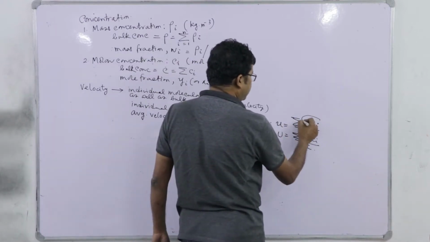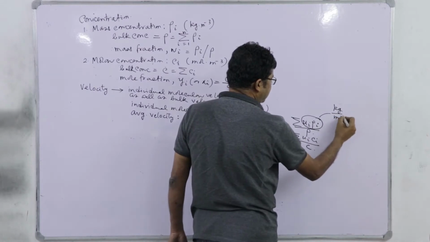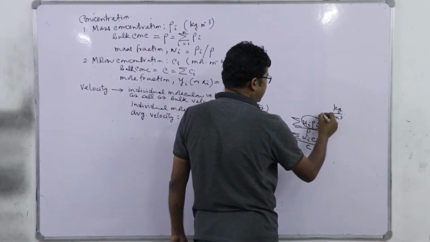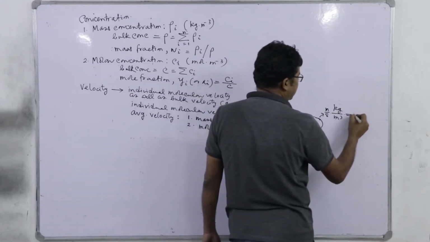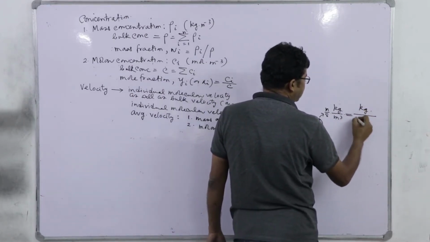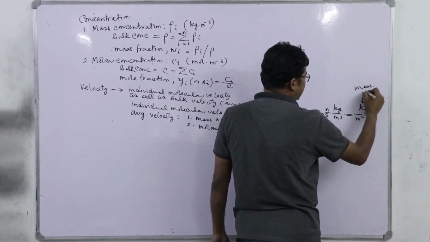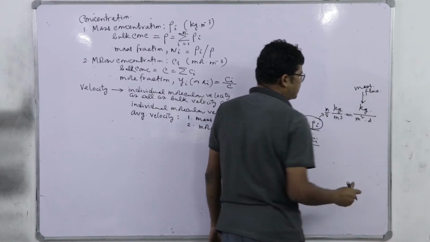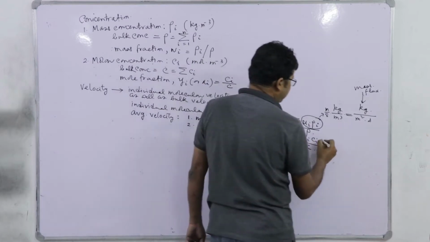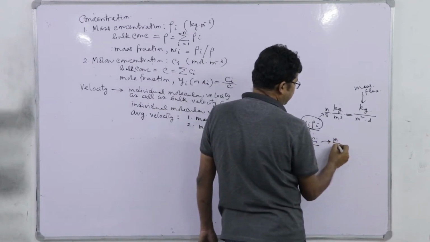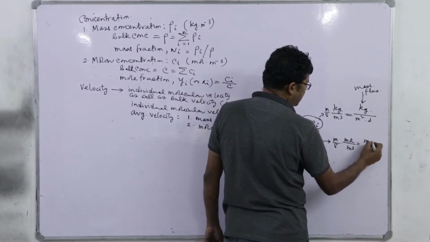So, if you do a unit analysis or dimensional analysis, kg per meter cube multiplied by meter per second gives you kg per meter square per second. So, obviously, it is a mass flux, because it is transport of mass per unit area per unit time, whereas here it is meter per second into mole per meter cube giving you molar flux.